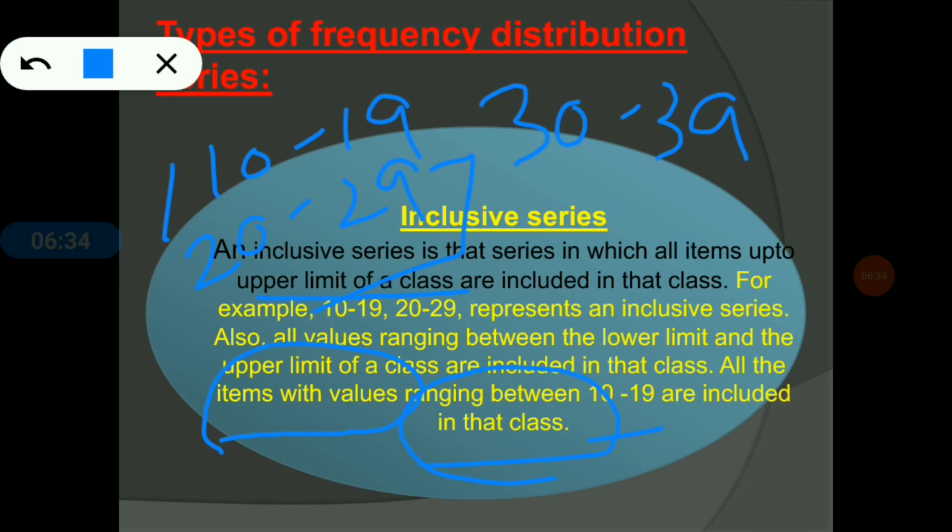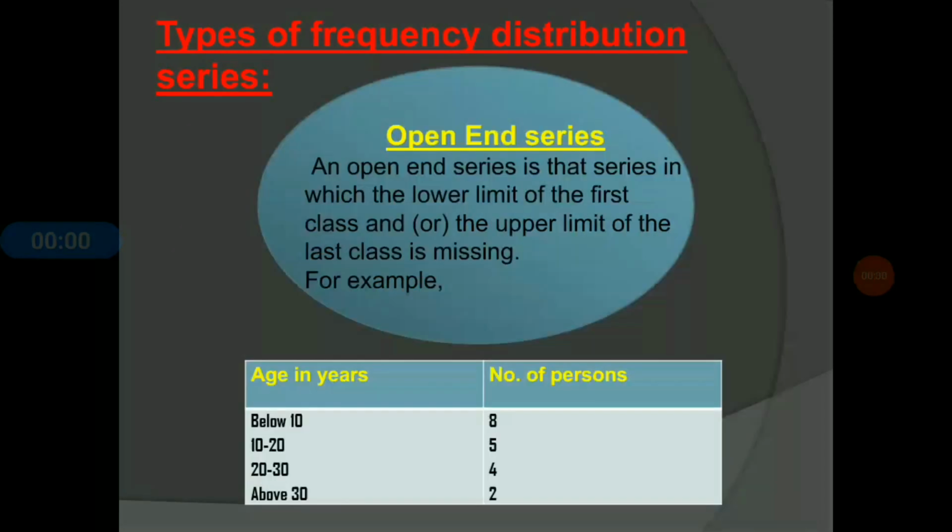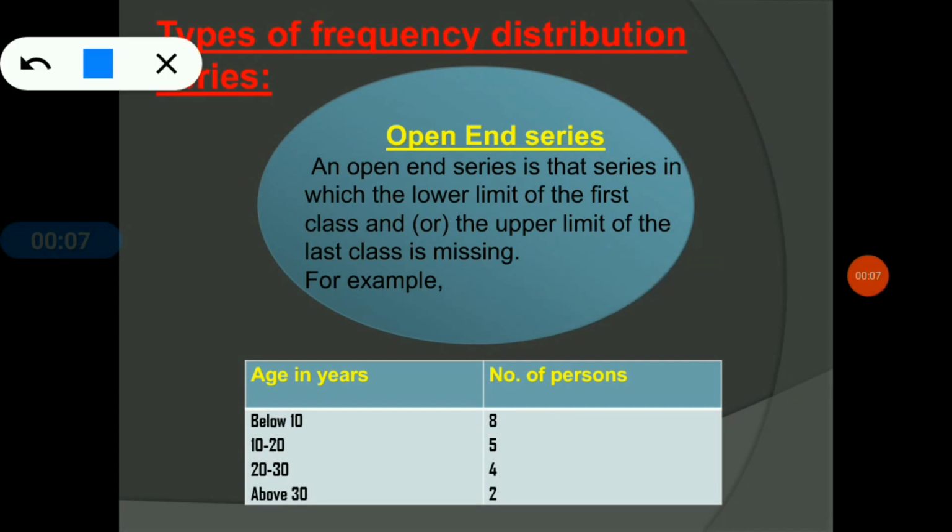I think that is clear. So now move on to the next slide. Here we can see the third type of frequency distribution series, that is the open end series. Learner, do you have any idea what an open end series is? Basically, an open end series is a series in which the lower limit of the first class or the upper limit of the last class is missing. I think it will be clearer when we use an example.